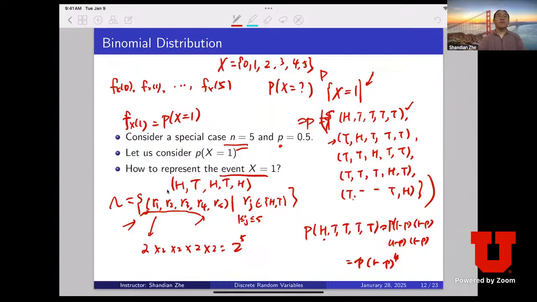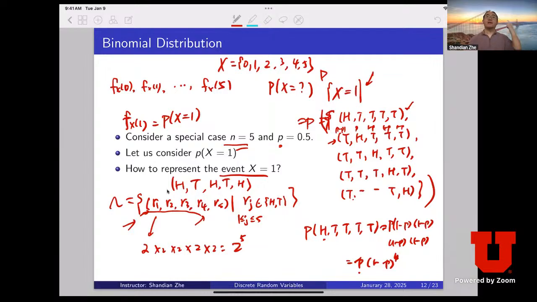It's the same. Why? Because if you really want to multiply this together, you will see the first one is 1 minus P, right? Second one is P. Third one is 1 minus P. Fourth one 1 minus P. Last one is 1 minus P, right? If you multiply it all together, it's still P times 1 minus P to the power of 4.